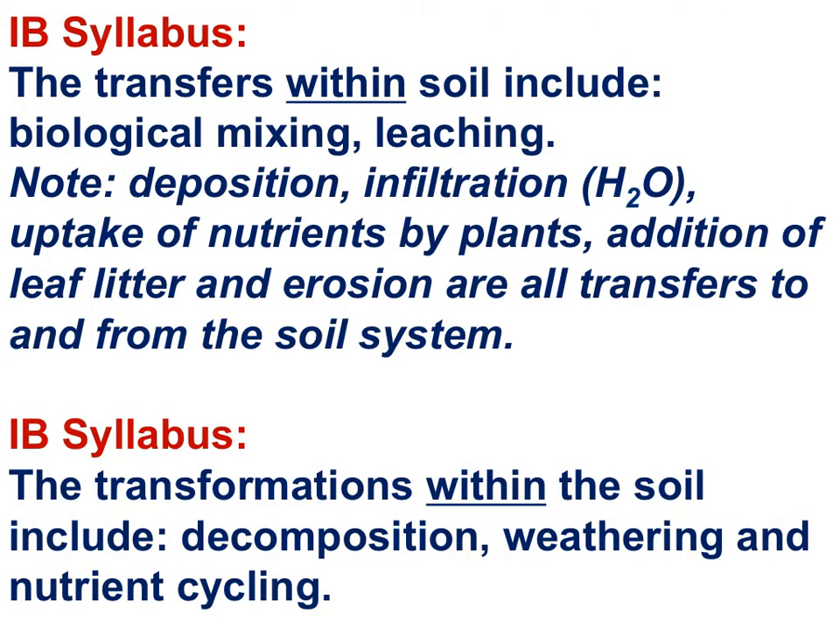Now, pay close attention here. The transfers within the soil system include biological mixing and leaching, but deposition, infiltration, the uptake of nutrients by plants, the addition of leaf litter, and erosion are all transfers to and from the soil system. The transformations within the soil system include decomposition, weathering, and nutrient cycling.